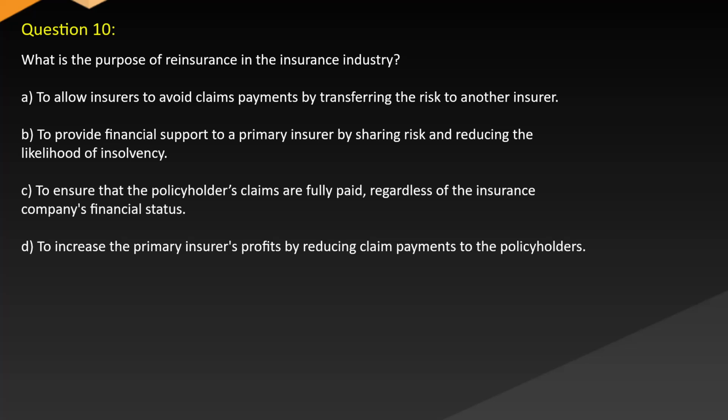Question 10. What is the purpose of reinsurance in the insurance industry? A. To allow insurers to avoid claims payments by transferring the risk to another insurer. B. To provide financial support to a primary insurer by sharing risk and reducing the likelihood of insolvency. C. To ensure that the policyholder's claims are fully paid, regardless of the insurance company's financial status. D. To increase the primary insurer's profits by reducing claim payments to the policyholders.